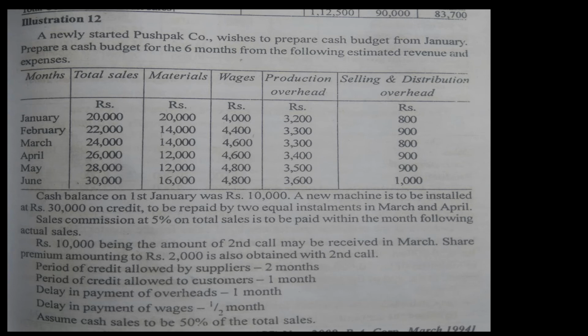The next sum, same way, cash balance. So sales, material, wages, production overhead, selling overhead, everything is there. Then cash balance is there. Opening balance of cash on 1st January is 10,000. The new machinery to be installed is 30,000, credit to be repaid in 2 equal installments of March and April. Okay, so this is how we're going to see the next sum now, how it is done.